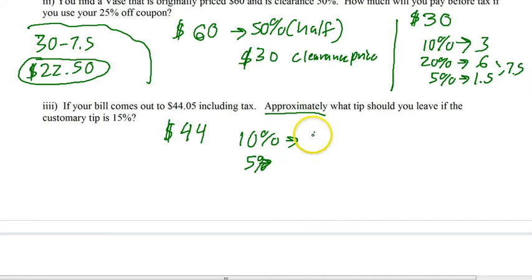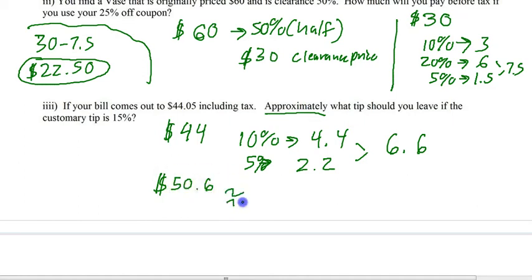So what is 10? You guessed it, 4.4. What's 5? 2.2. Put them together, we get 6.6. Add that on, and what's 44 plus 6? That's 50.6. So you just say, I'm going to leave $51 and call it a good day. That's it. So if you ever want to find out what the tip is, you move the decimal over 1, cut that value in half, and then add them together. That is 15%.